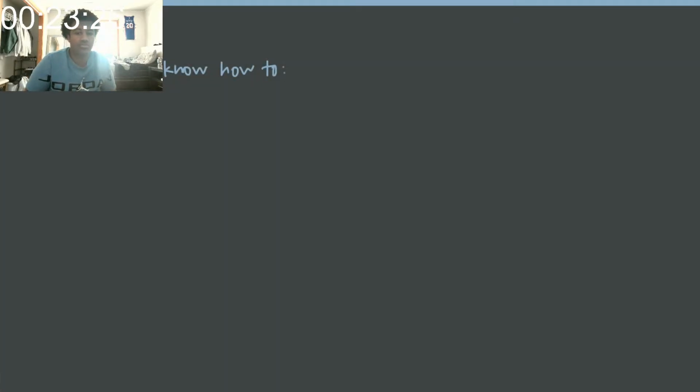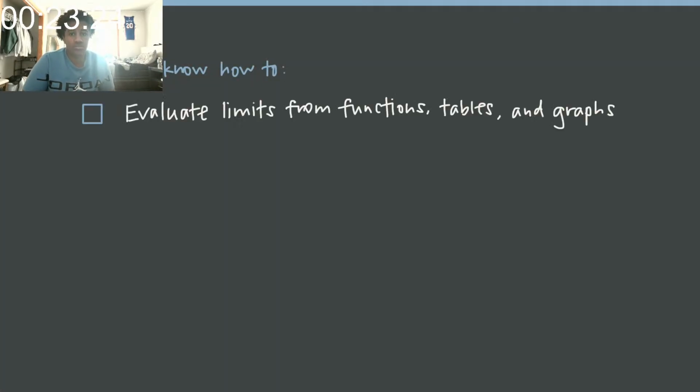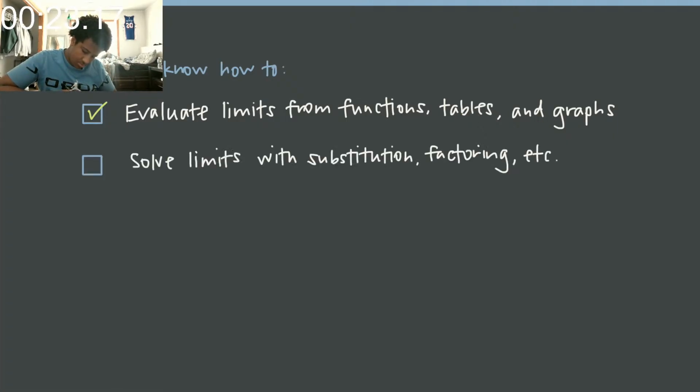Okay, so that's everything for Unit 1. You really want to make sure that you know how to, first of all, evaluate limits from functions, from tables, and from graphs, and how to translate those three things to each other. So if you're going to graph, how that might look in a table. If you're going to table, how that might look as a function, etc. You also want to make sure you know how to solve limits using all of the different methods we talked about. So substitution, factoring, conjugate method, squeeze theorem, trigonometric limits. You want to be comfortable with all of those.